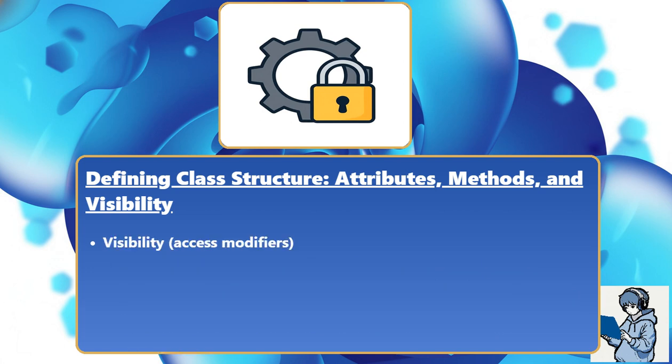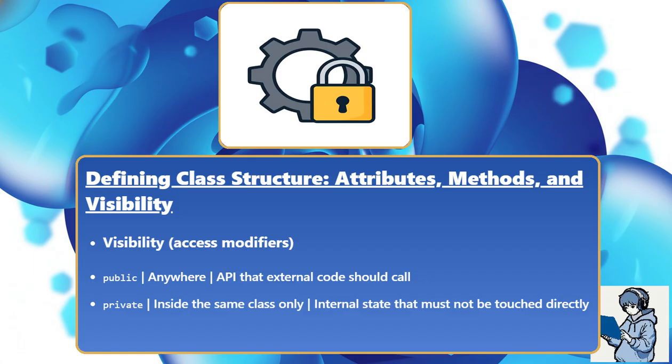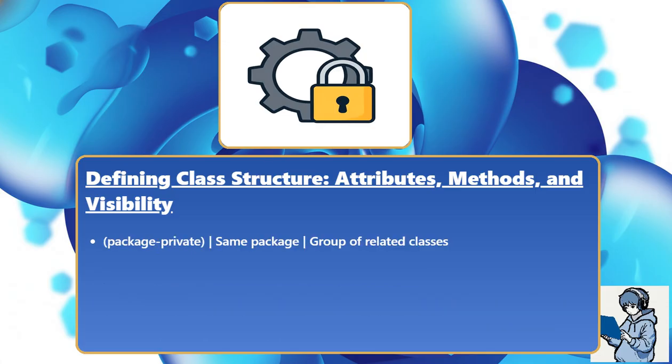Visibility: access modifiers. Public: visible anywhere. Typical use is an API that external code should call. Private: visible inside the same class only. Typical use is internal state that must not be touched directly. Protected: visible to the same package or subclasses. Typical use is to allow inheritance to reuse behavior. Package private: visible to the same package. Typical use is a group of related classes.